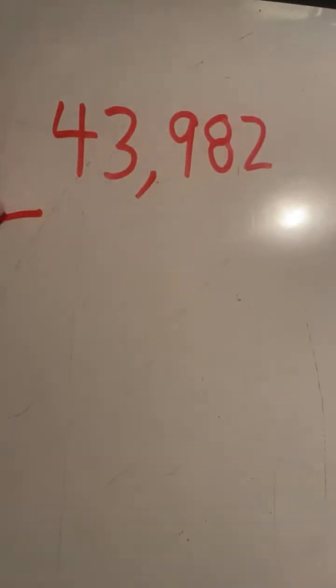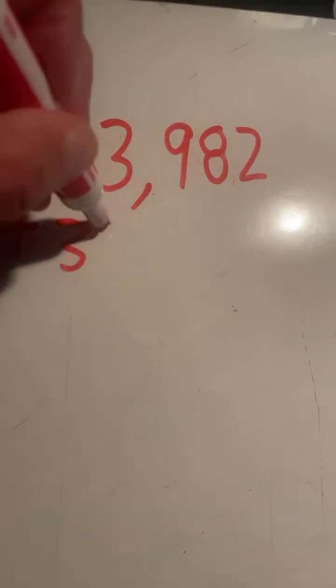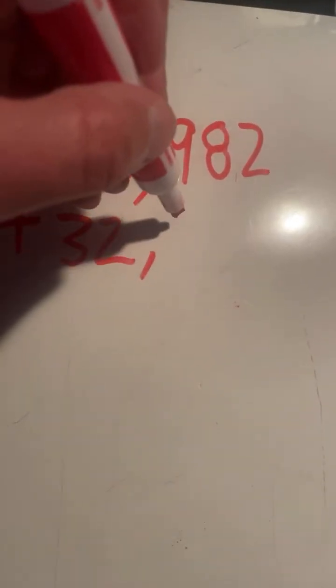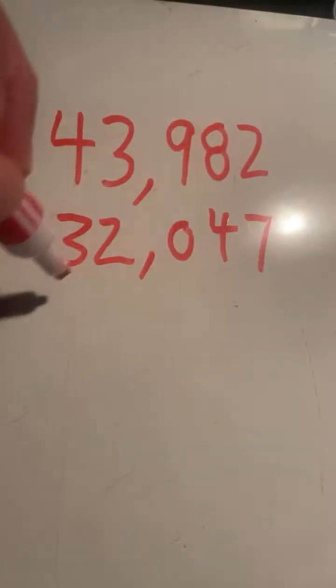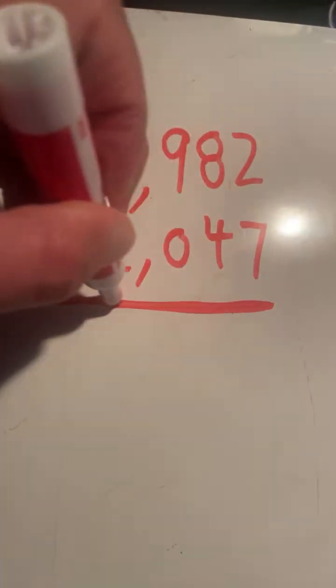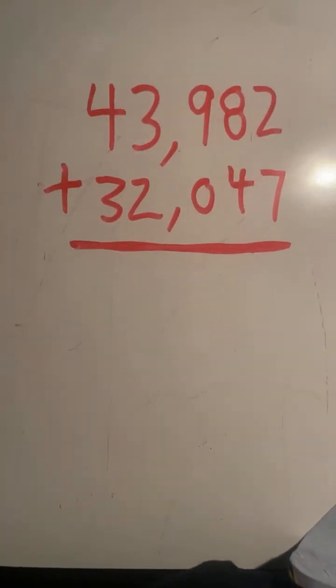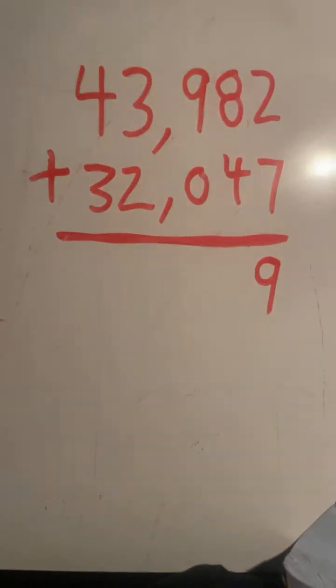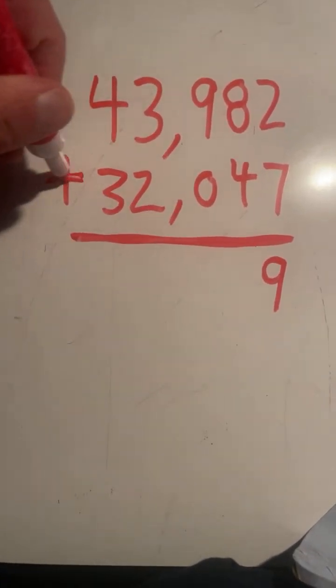43,982 plus 32,047. All right, we are starting with the digits all the way in the ones place. 2 plus 7 equals 9. Our sum's less than 10, so no regrouping needed in the ones place.